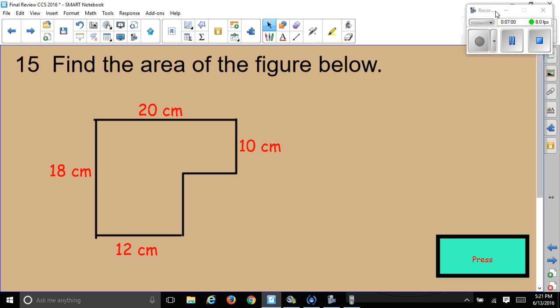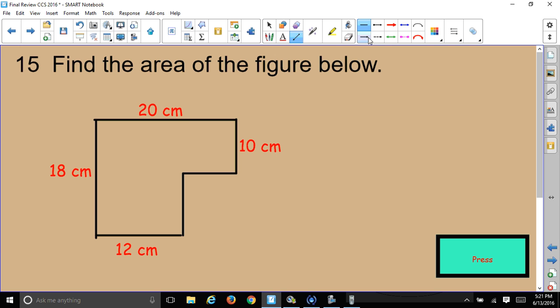So let's find the area of this figure below here. We got a few things going on here: 20 centimeters, 18, down here 12, and a side of 10 centimeters. Here we have no dimensions for these, but we can calculate how much this side and this side are. So let's see, how can we do it? Let's do what we usually do with this.